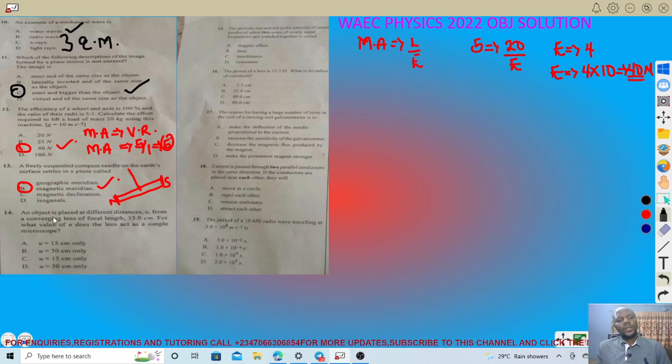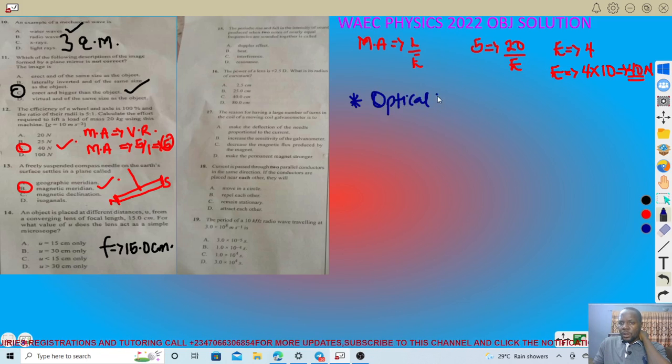Next is this. An object is placed at a distance U from a converging lens. A converging lens is the same thing as a convex lens, of focal length F equals 15.0 centimeter. Good. For what value of U does the lens act as a simple microscope? Oh, wow, a magnifying instrument. The optical instruments topic is also available on the channel for concept. About optical instruments, we talk about the microscope, and a microscope actually projects or magnifies an image, not like the mirror we talked about. This is the final image formed on a microscope.